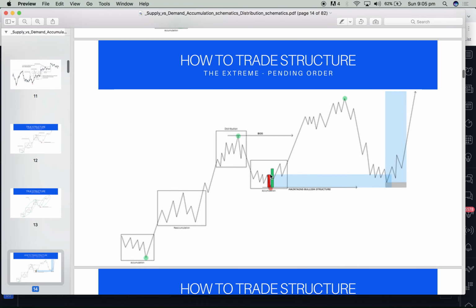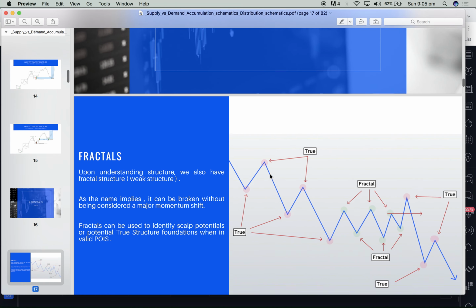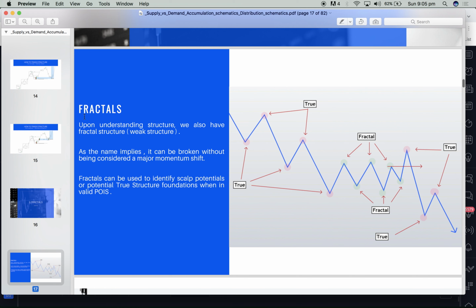So if we go down and I basically show you fractals, well, what are fractals? It's that noise in between. The market will trend, it will move sideways, it will break itself multiple times, but if it's not running out highs and breaking true structure, it's not considered viable to take an entry based upon.